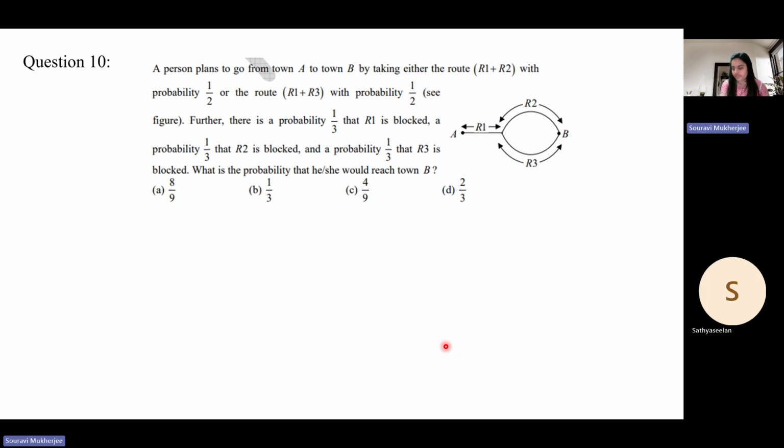Now this is another question which says that a person plans to go from some point A to point B, and there are two different routes. First you go via route R1, and then there are two possible ways, R2 and R3. The probability of taking each of these routes is half. Further, there is a probability one third that R1 is blocked, one third that R2 is blocked, and one third that R3 is blocked. What is the probability that this person will reach point B? That's the question.